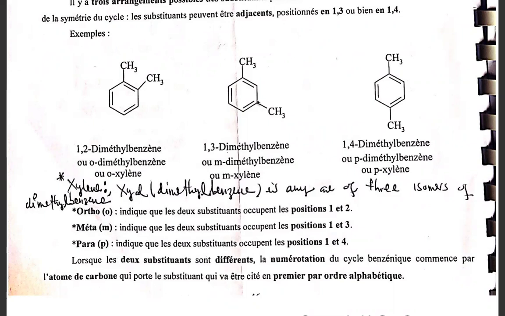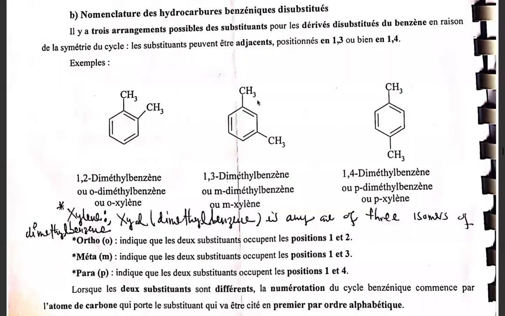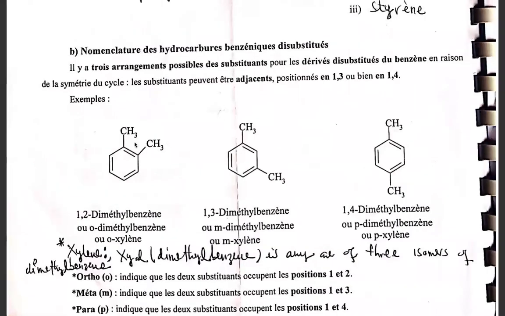But every time we are dealing with this type of nomenclature, that is the benzenic substituent nomenclature, it is advised that we start from here, say 1, 2, and go like that. But it's not a rule. It's not a rule that you are supposed to start from here all the time. Question?